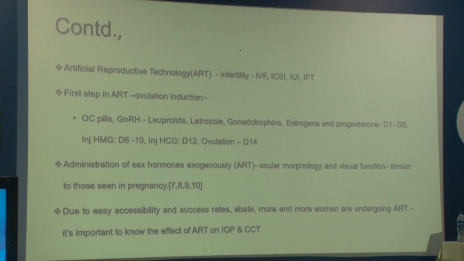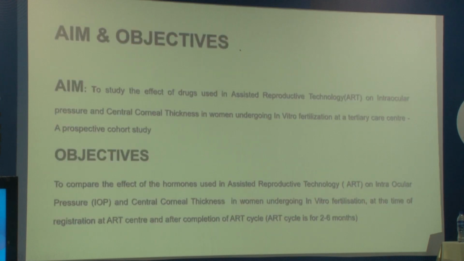Administration of hormones exogenously, as in ART, influences the ocular morphology and visual functions, which are similar to those seen in pregnancy. More and more women are undergoing ART because of the easy accessibility and success rate. So, it's important to know the effect of these drugs on IOP and CCT. The aim of my study is to know the effect of drugs used in ART on intraocular pressure and central corneal thickness in women undergoing IVF at a tertiary care center, a prospective cohort study.